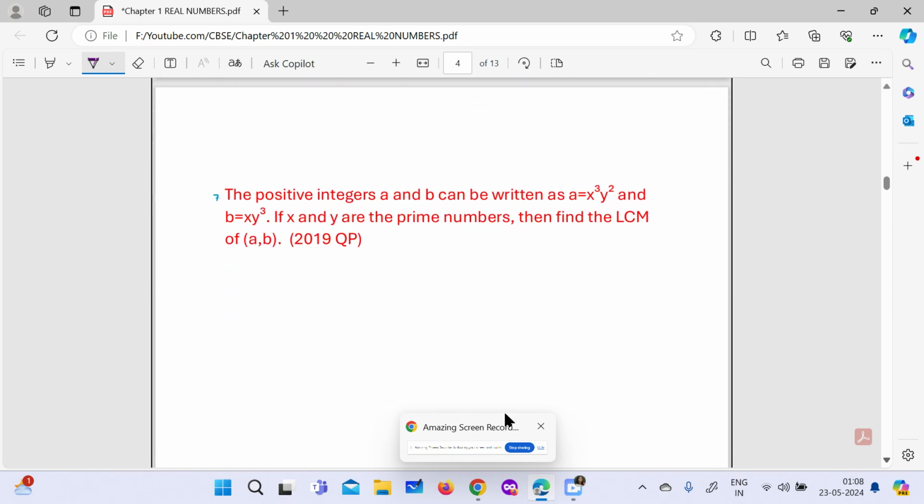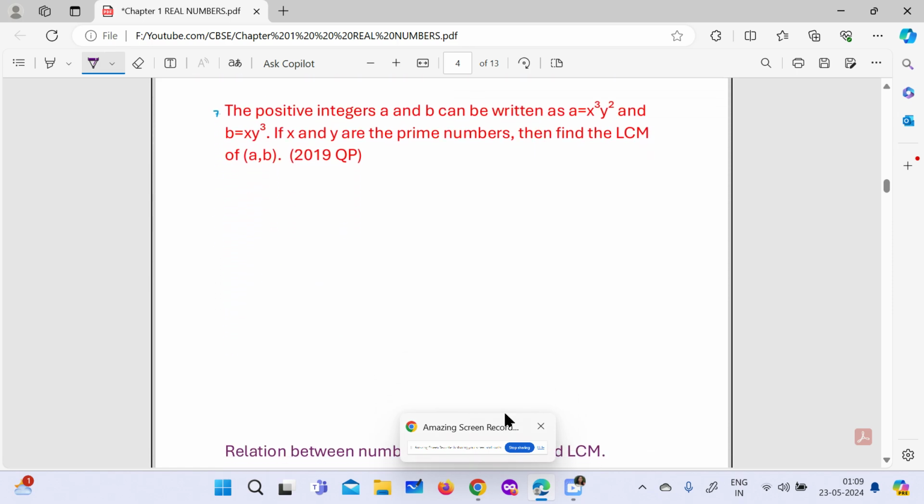Now you have the next question. The positive integers a and b can be written as a equals x cubed y squared and b equals x y cubed. If x and y are prime numbers, then find the LCM of a and b. This has come in the 2019 question paper. So let's write this: a equals x cubed y squared and b equals x y cubed. We have to find the LCM of a and b.